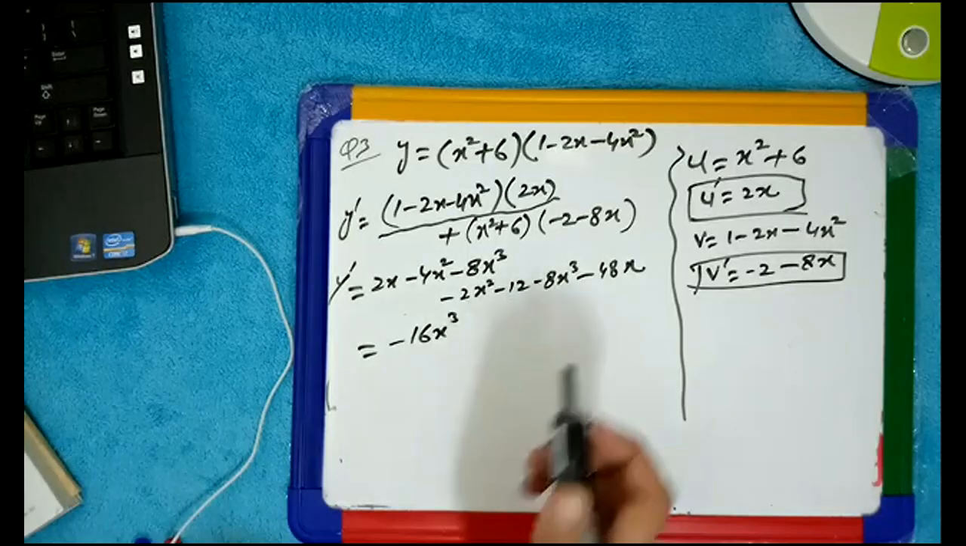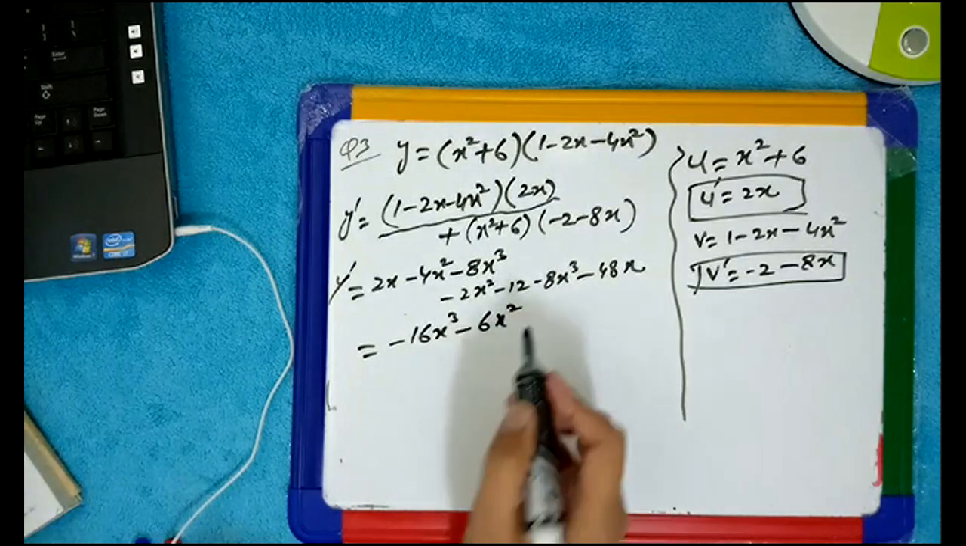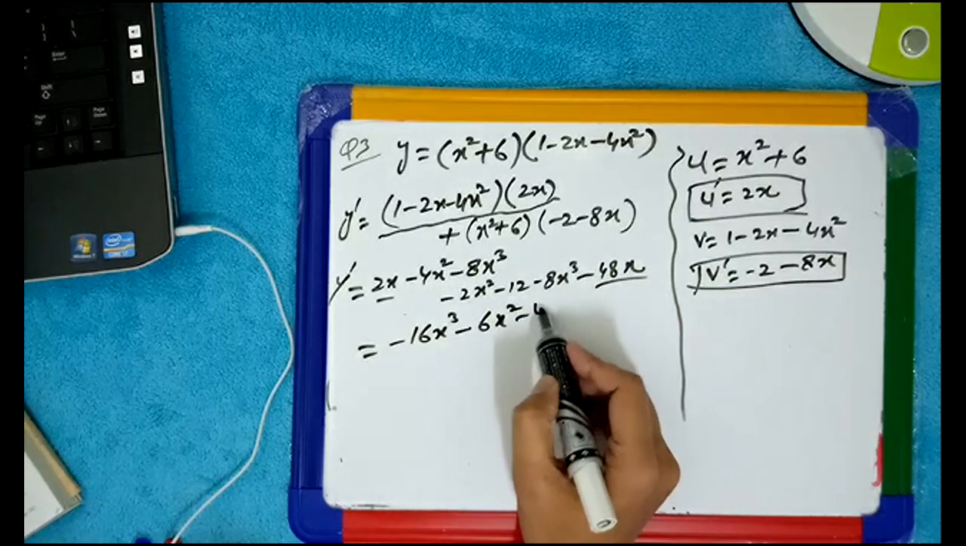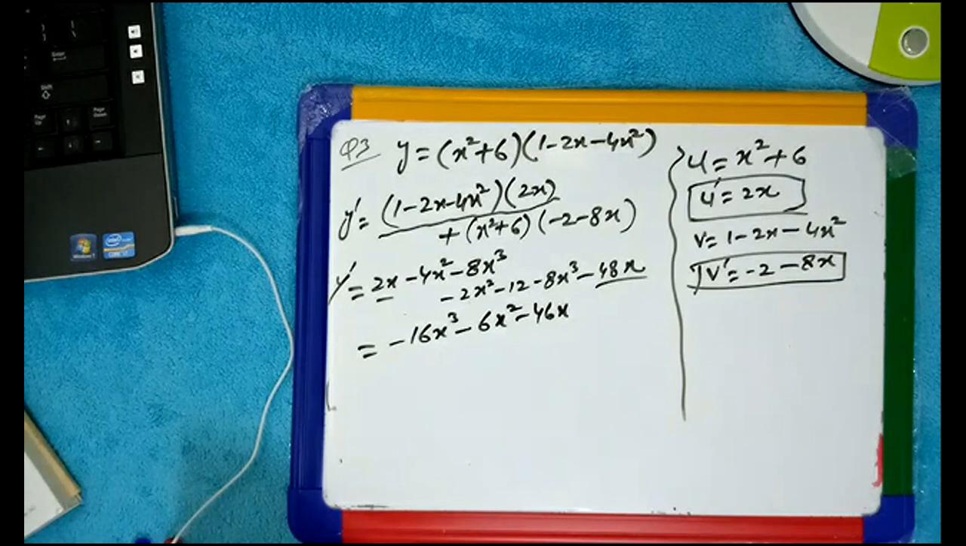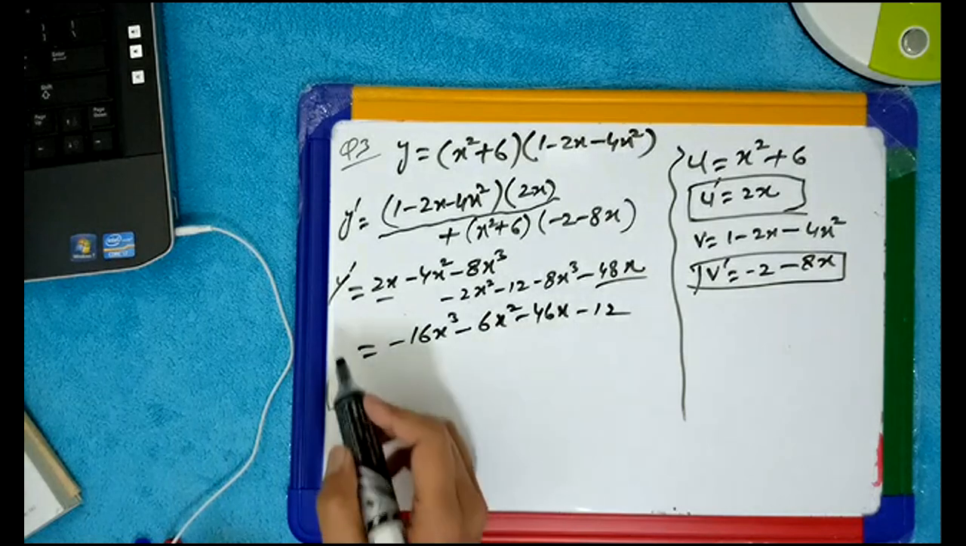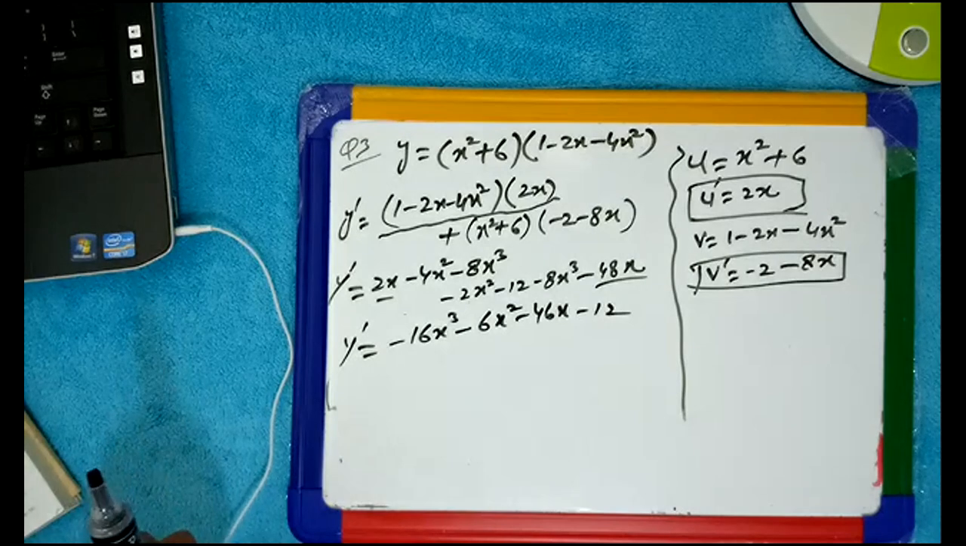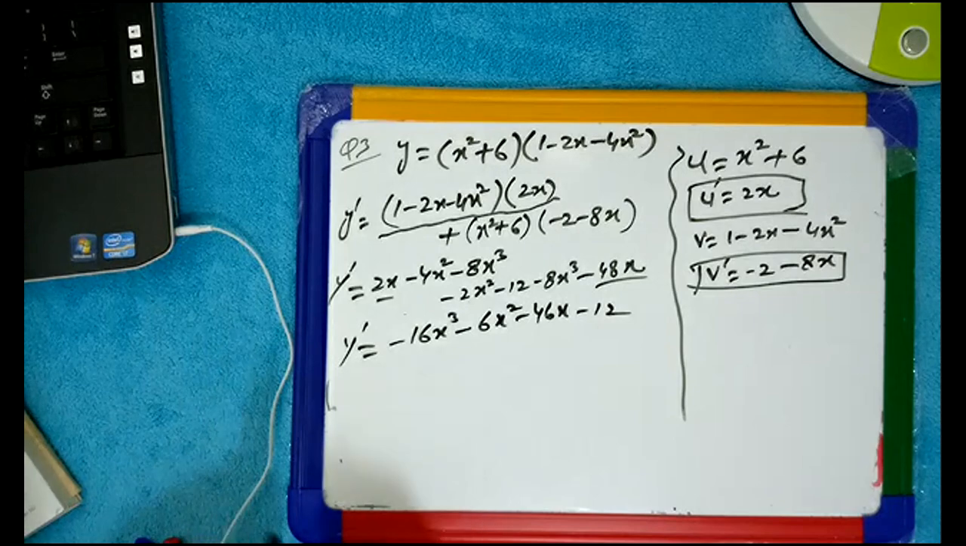Minus 16x cubed minus 6x squared. Then 2x minus 48x is minus 46x. Okay. Then minus 12. Yes, minus 12. Khalas. Very nice. So this is your answer. Got it? Yeah, I understand now. Very slowly, you will get good practice like this, right?